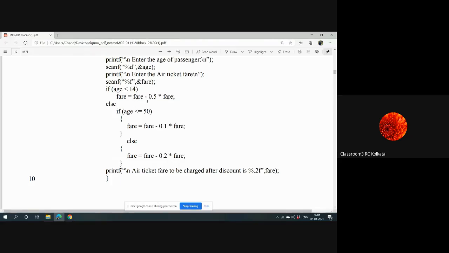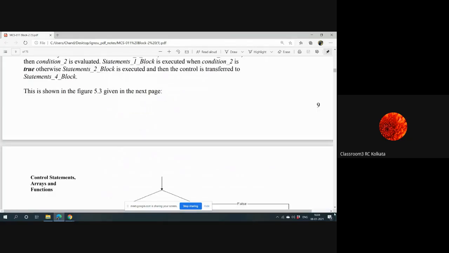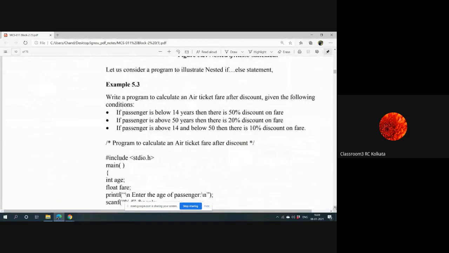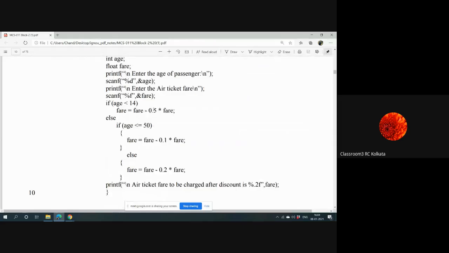The old fare minus. What is it, what did it say above? What is the format? 50% discount, 50 by 100 means half, that is 0.5. 20% means 20 by 100, that is 0.2. 10% means 10 by 100, that is 0.1. So you see, it will be fare minus that percent of fare. Of means multiplication. You can understand why we have given this star sign, it is the multiplication sign. Understood? Multiplication operator, madam.